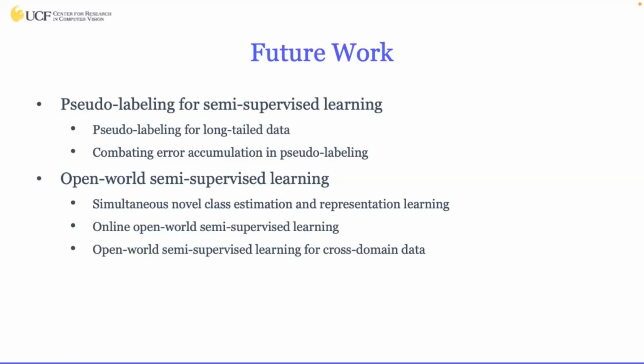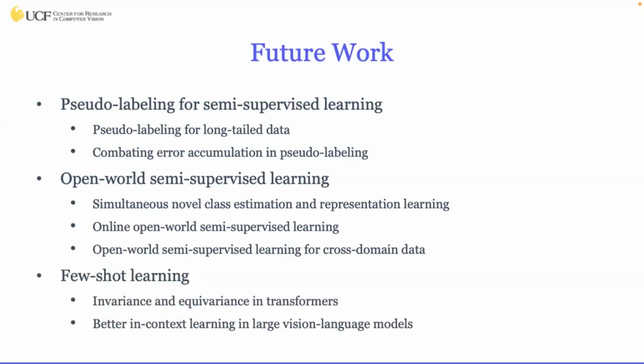And another one: in the current open world semi-supervised learning, even though we assume that the known and unknown classes are disjoint, they are formulated from the same dataset. So it would be interesting to see what happens if the novel classes are drastically different, that means if they come from a cross domain. For example, it can be geospatial data. So whether we can still take advantage of the known class information.